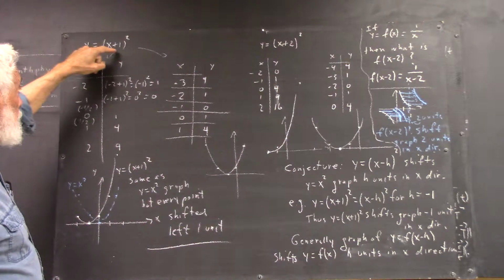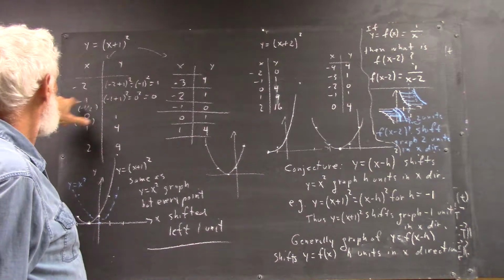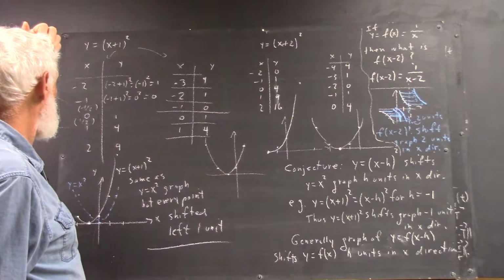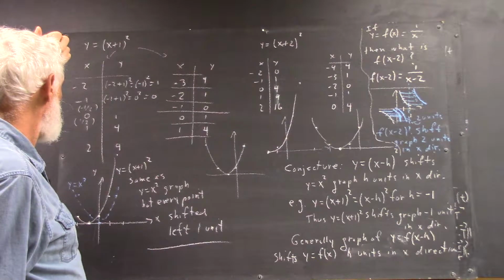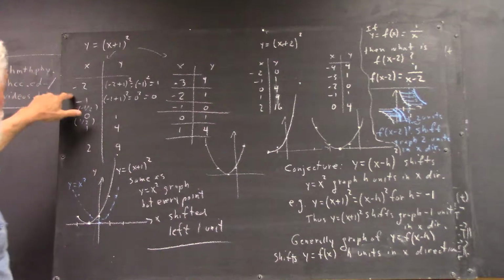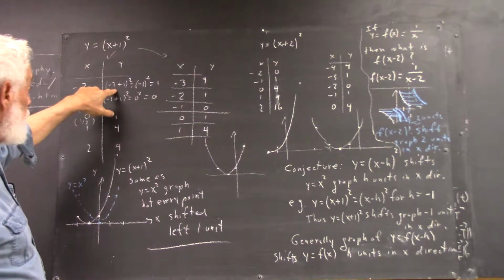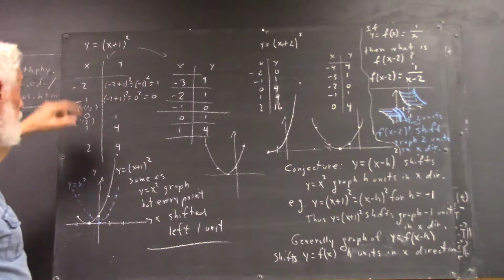Evaluating y equals (x plus 1) squared, well, negative 2 plus 1 is... never mind, I was looking at something else. Negative 2 plus 1, as I say here, is negative 1. Negative 1 squared is 1. So we get 1 when x is negative 2.